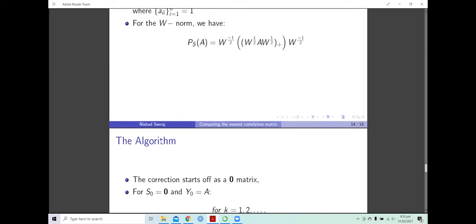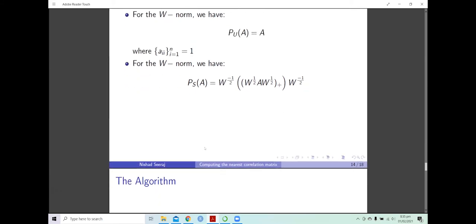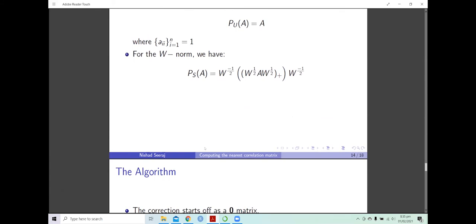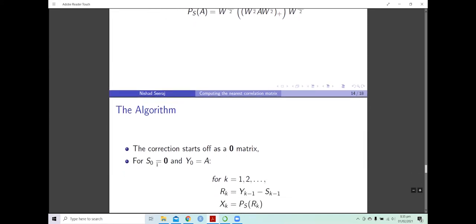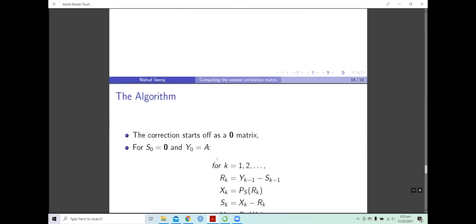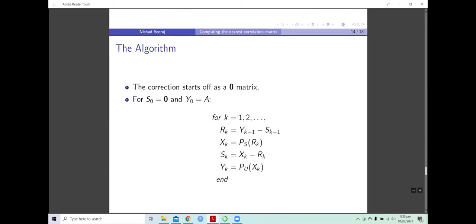I should have written this here, but this is a modification of the original projection theorem. It's a modification because rather than projecting onto subspaces, we're projecting onto convex sets. The person who came up with this modification is called Dijkstra, and he introduced a correction matrix, which starts off as a 0 matrix. And Y0 starts off as A, our observed correlation matrix.